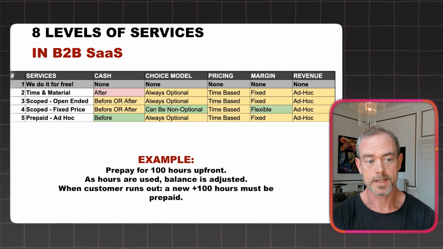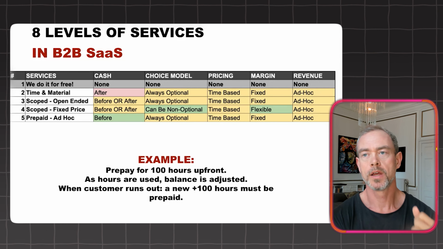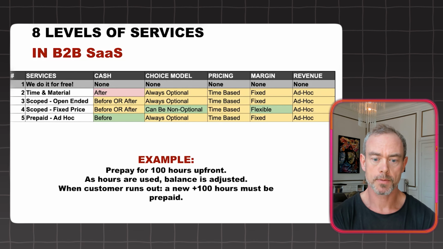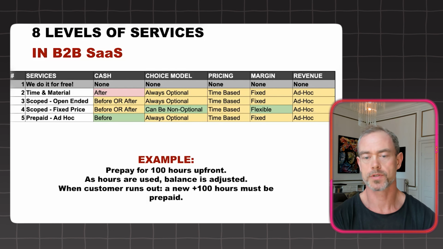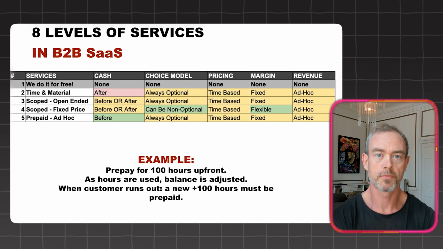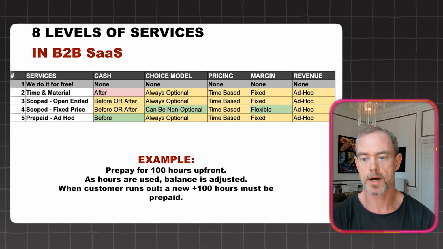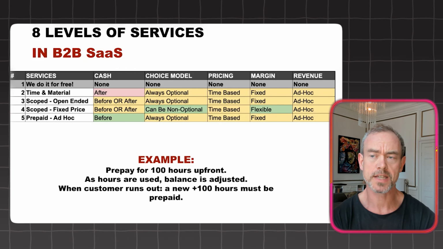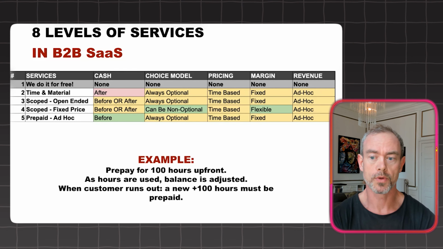5 is prepaid ad hoc. So this would be the case where the customer buys 100 hours up front, pays you in advance, then they have the 100 hours, they spend them on whatever things they need to have work done on. When they run out of hours, they have to buy 100 more. So this is a very widely used model, actually, along with the other ones.